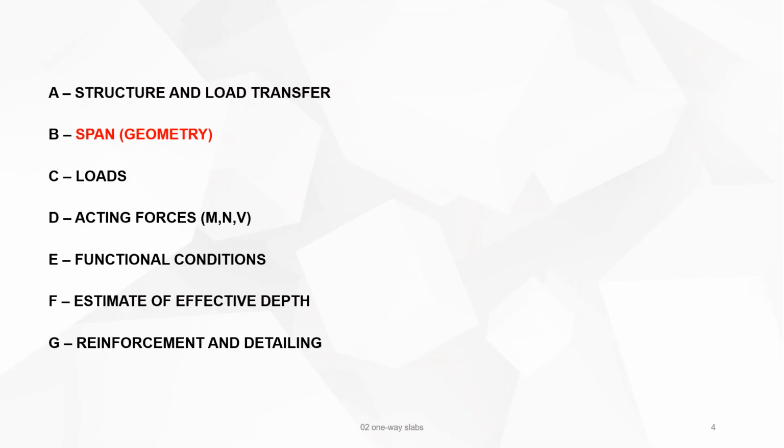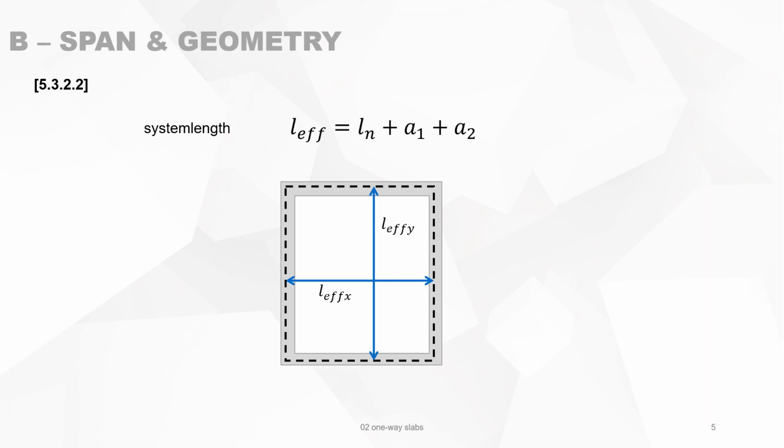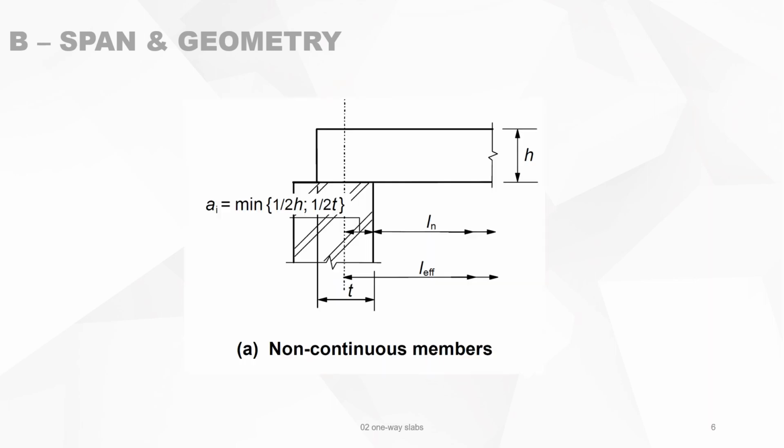We will now talk first about span and geometry. For slabs it is the same as for beams. The effective system length is equal to the net span Ln plus two elements, A1 on the one side and A2 on the other side. A1 and A2 are defined by the minimum of half the depth of the slab or half the depth of the support. It's not the total support depth, but the support depth that is used.